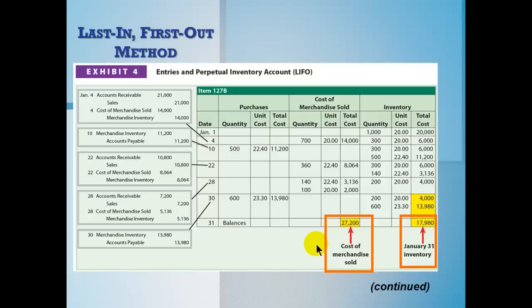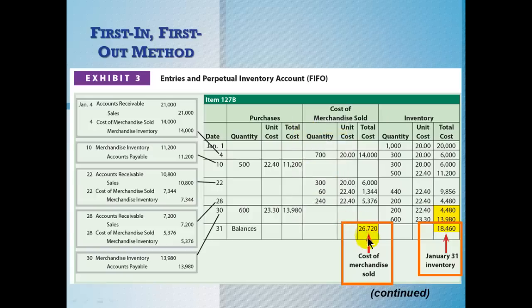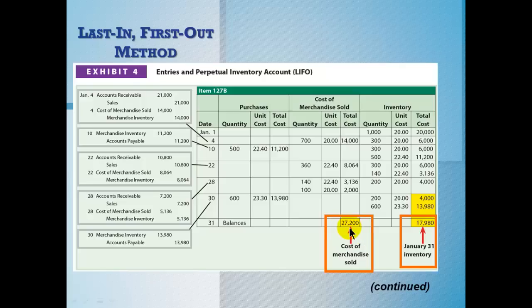Now, just to show you that I'm not lying to you, remember this is LIFO, and our cost of goods sold was 27,200. I'm going to flip back to the previous slide, which was FIFO based, and remember, in inflationary times, this is inflation, the prices are going up from 20 to 22.40 to 23.30. So under LIFO, I'll have a higher cost of goods sold than I do under FIFO. This was FIFO, 26,720 versus 27,200 under LIFO. Now hopefully that made sense to you.